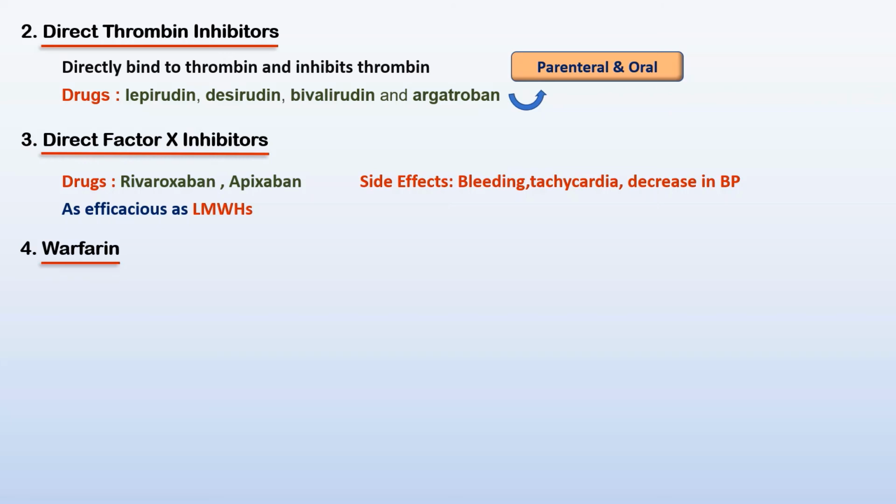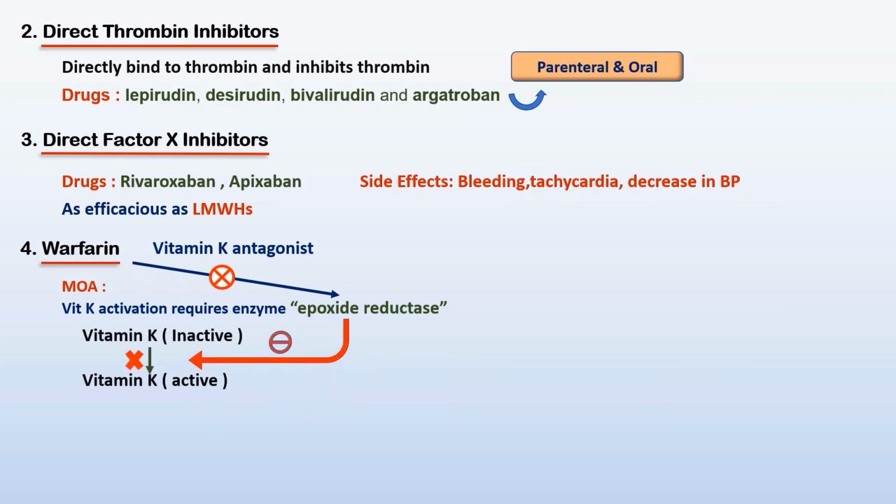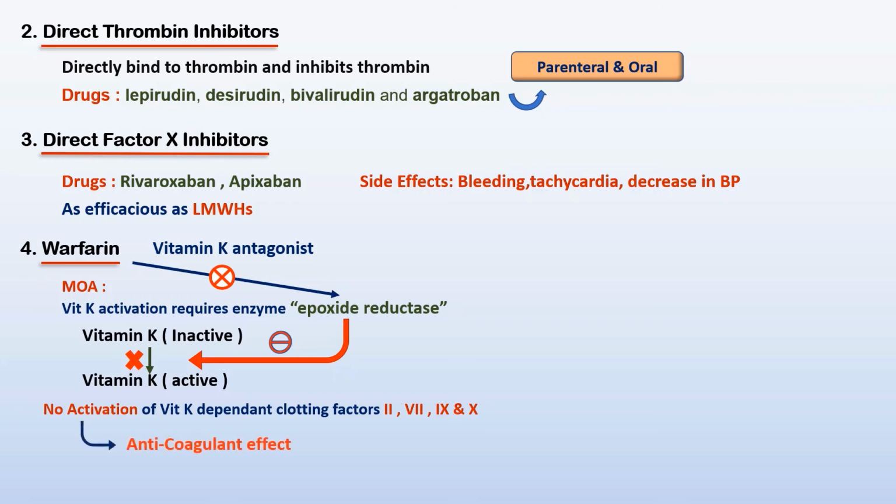Now let us see the mechanism of action of warfarin. Warfarin is a vitamin K antagonist. How it attains this antagonism is that for the activation of vitamin K, it requires an enzyme called epoxide reductase. So warfarin competitively inhibits this enzyme, and vitamin K will be stuck in its inactive form. So there will be no activation of vitamin K dependent clotting factors, that is clotting factors 2, 7, 9 and 10, and thus it produces an anticoagulant effect.